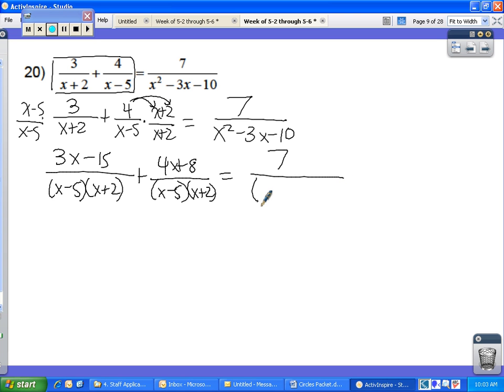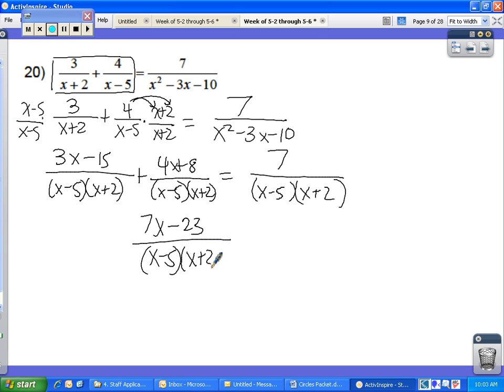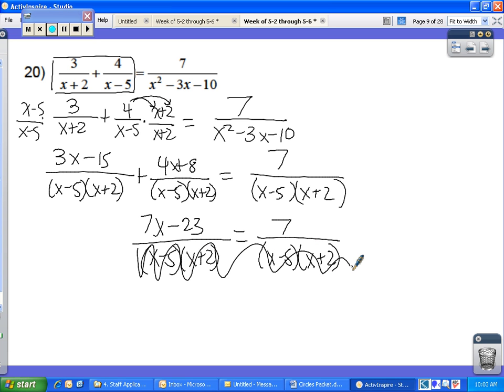Haven't done anything yet, but let's go ahead and factor this bottom. And that's actually going to be x minus 5, x plus 2. Combine like terms over here. 3x plus 4x is 7x. Negative 15 plus negative 8 is negative 23. And then x minus 5, x plus 2. Same thing over here. Keep the x minus 5, x plus 2. Now again, what do you notice about the denominators? They are the same, which means I can ignore them and just solve the linear equation. So 7x minus 23 equals 7, which is a much easier equation to solve than the other one.